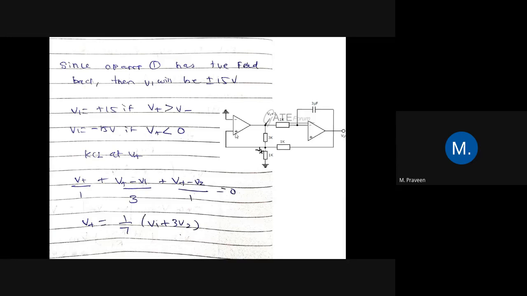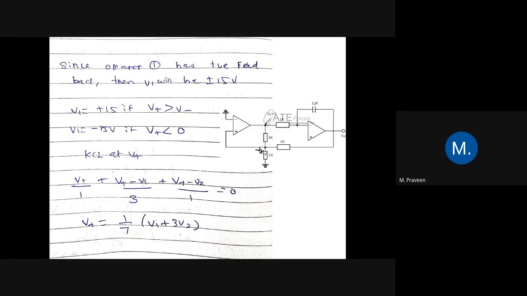If the positive terminal is lesser than the negative terminal, then the output is going to be minus 15 volt. Therefore, V1 will be plus or minus 15 volt. Now after writing the V1 value, we have to apply the KCL at V plus.